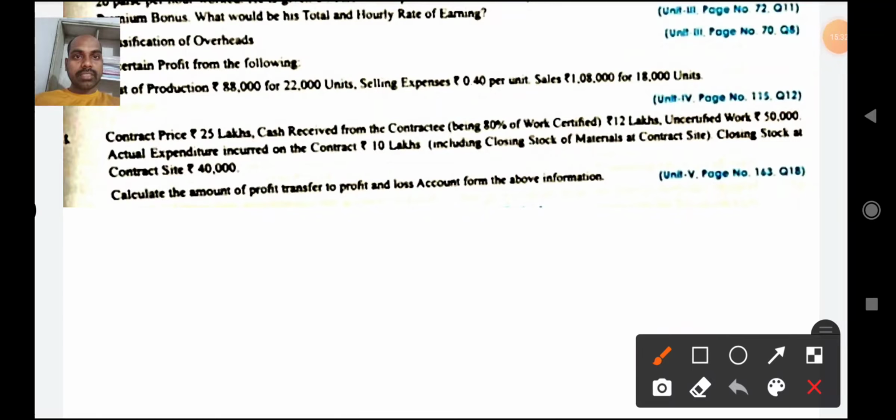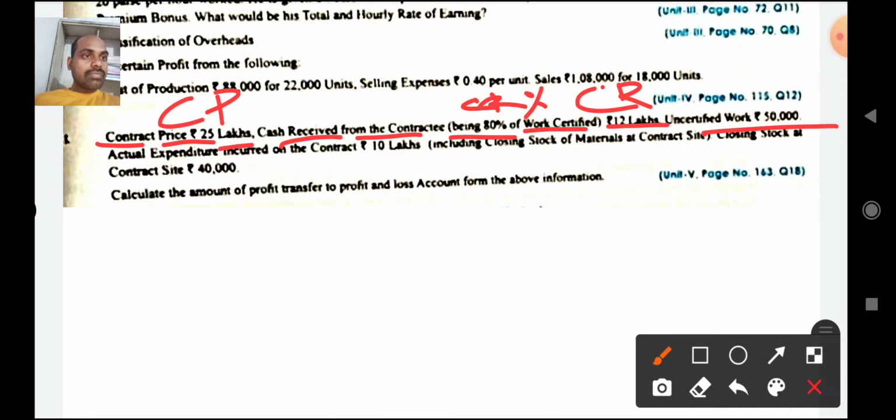Let us see the next question. Contract price, this is relating to contract costing. 25 lakhs cash received from the contractee being 80% of work certified. 12 lakhs, this is your cash received, and this is your cash received percentage. This is your contract price. Uncertified 50,000. Actual expenditure incurred on the contract rupees 10 lakhs including closing stock of material at contract site.